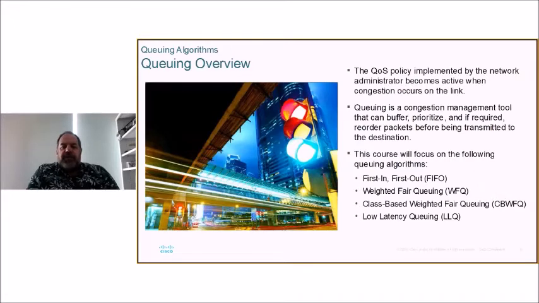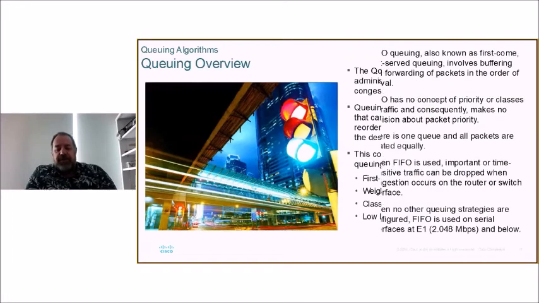All right, so the QoS policy implemented by the network administrator becomes active when congestion occurs on the link. Queuing is a congestion management tool that can buffer, prioritise, and if required, reorder packets before being transmitted to the destination. And so we'll look at a few algorithms. First in, first out, we've already looked at. Pretty simple, not really QoS, of course. There's weighted fair queuing, which is the default on lower speed serial links. There's class-based weighted fair queuing, and there's low latency queuing.